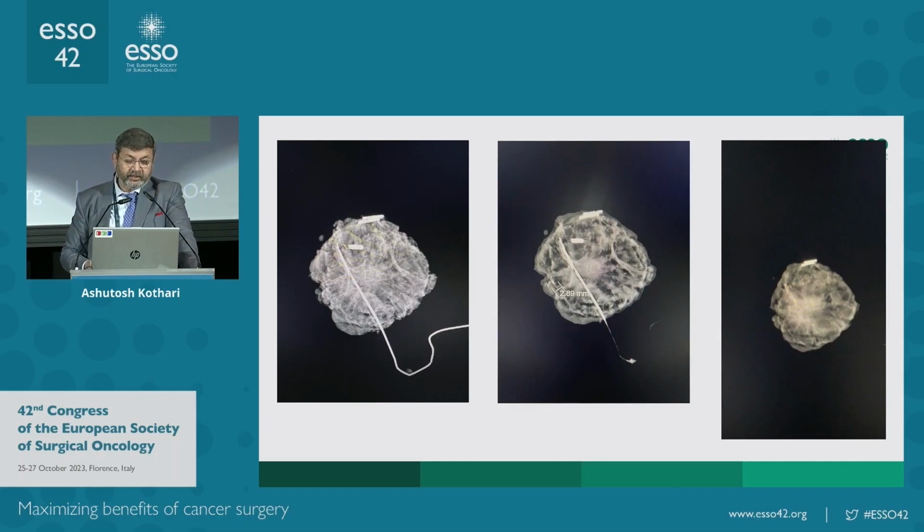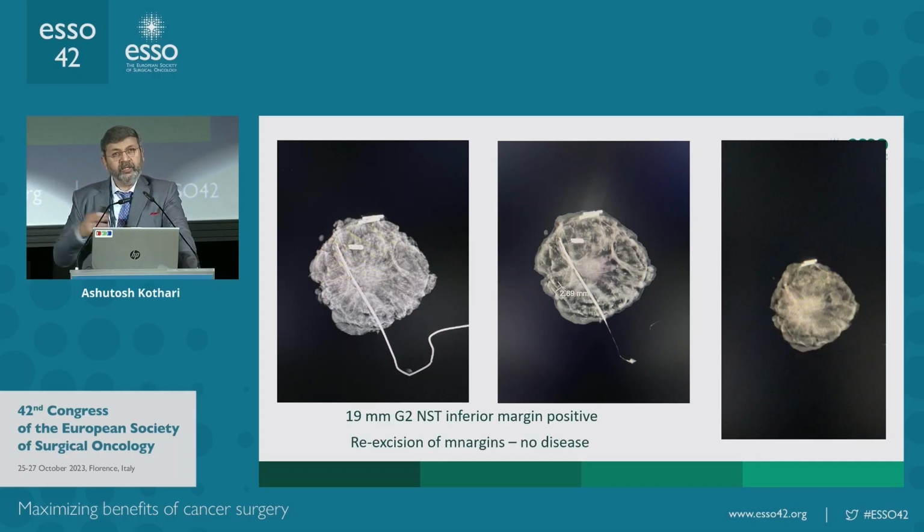So if you'd measured it on 2D, it would have been 2.98 millimeters using the K-view image itself of KUBTEC. But if you look at the 3D cuts, as you go lower and lower, it becomes positive. So this was an inferior margin that was positive, and we had to re-excise it. All these patients at re-excision had no further disease. The one with the deep margin, we don't take deep margin because we take the fascia, but all these patients had no further disease.